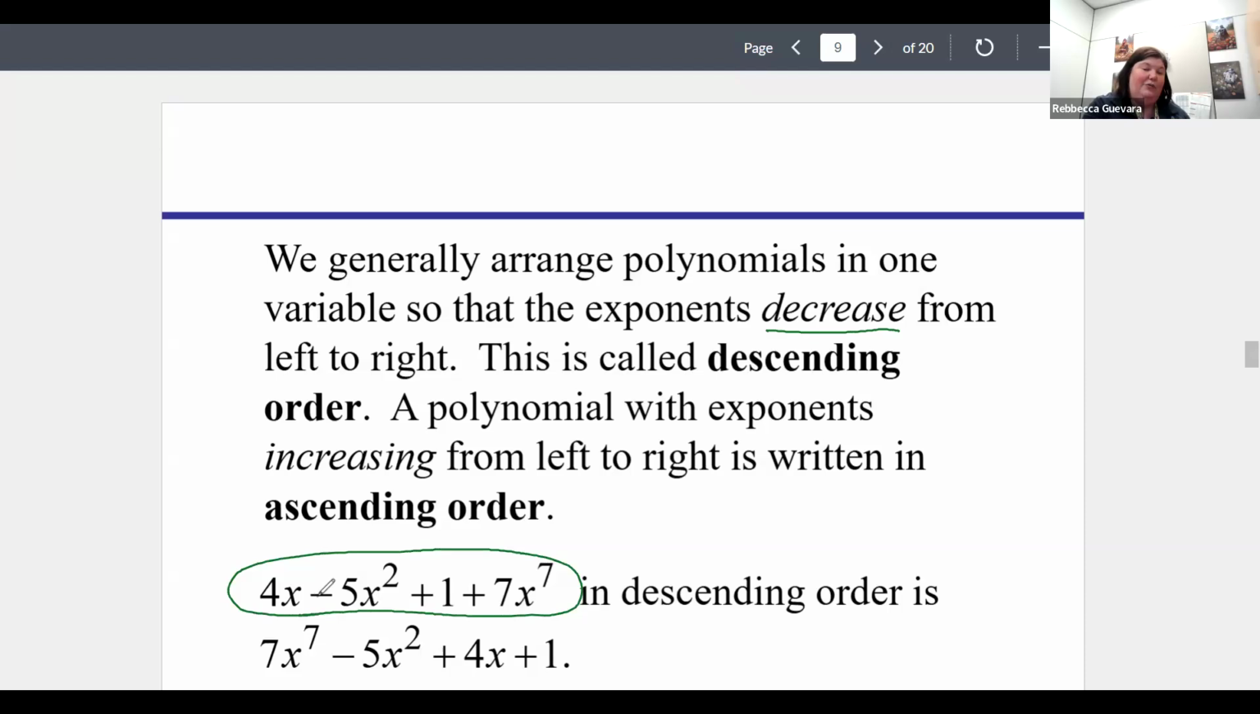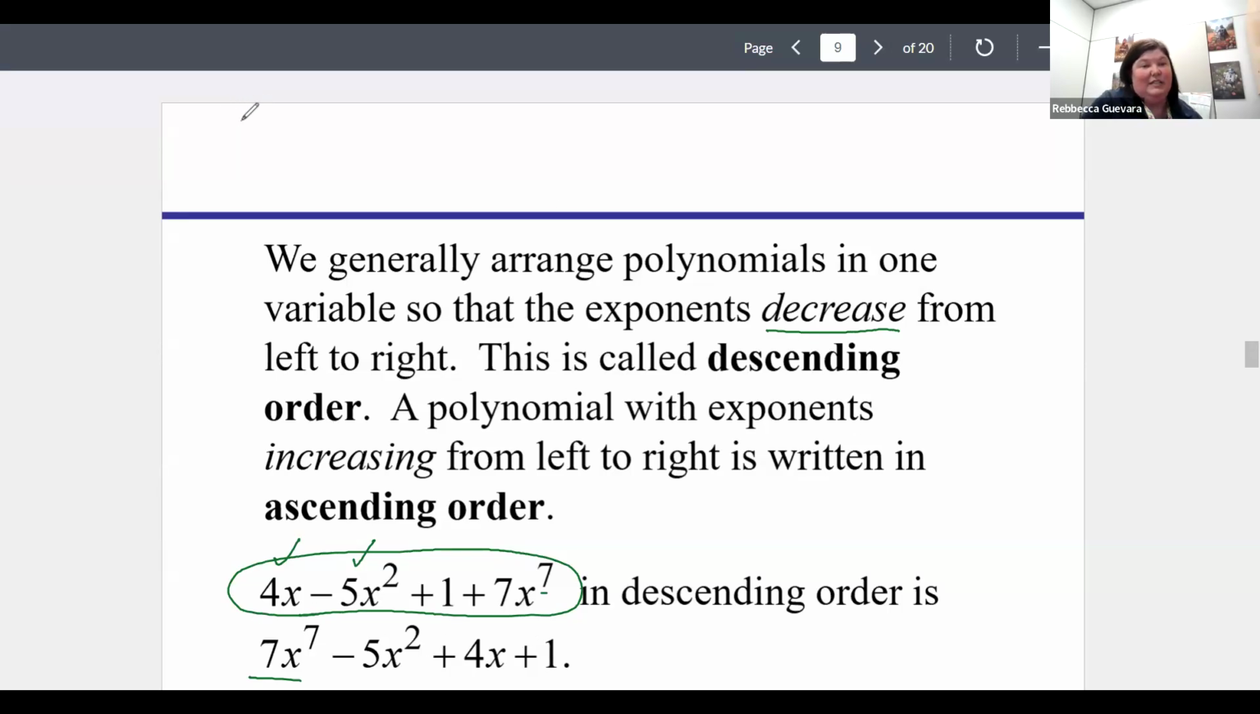So if we have this here, 4x plus 5x squared plus 1 plus 7x to the 7th, and we want it in descending order of powers, then this is my highest power, 7, so I write 7x to the 7th, and this is my next highest, so minus 5x squared. My next largest power is that x to the 1, so 4x, and then 1.